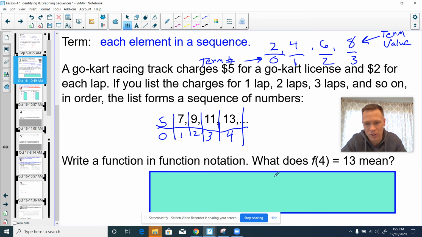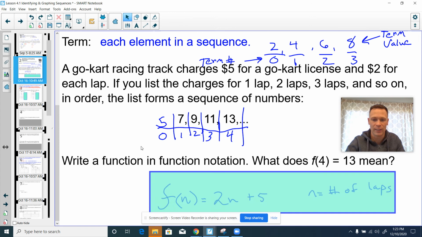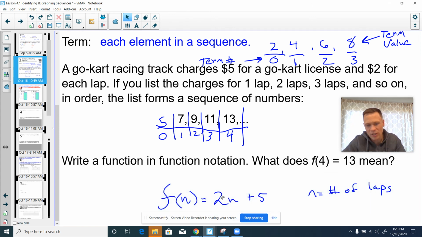And actually, that's what this says here. It says write a function notation. It says what does f of 4 mean? So we're going to talk about that. A function, remember, has that f of x in it, right? And our function would be 2n plus 5, where n is the number of laps, right? So you substitute the amount of laps into the function. We multiply all the laps by 2 because it's $2 per lap, and we add $5 to that because we pay $5 no matter what. Okay. And then f of 4 equals 13.